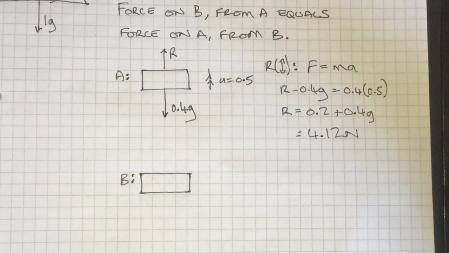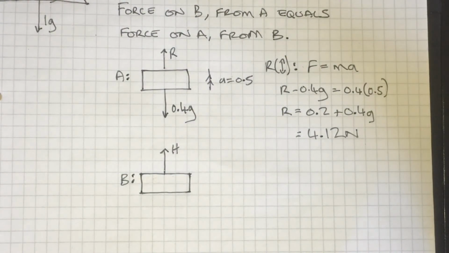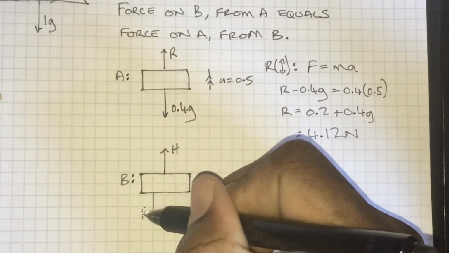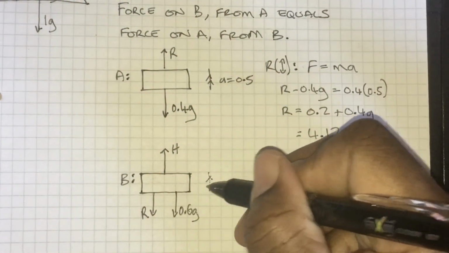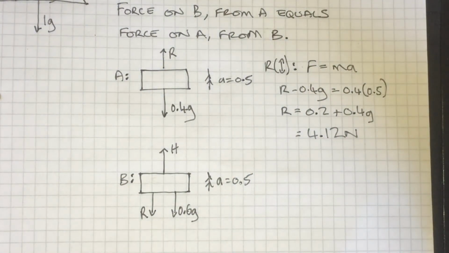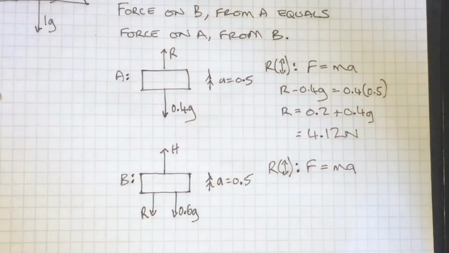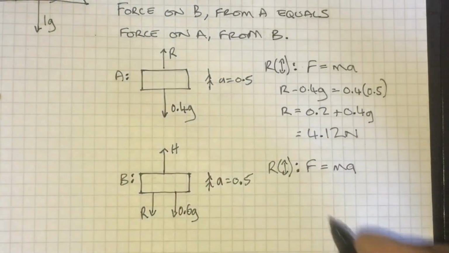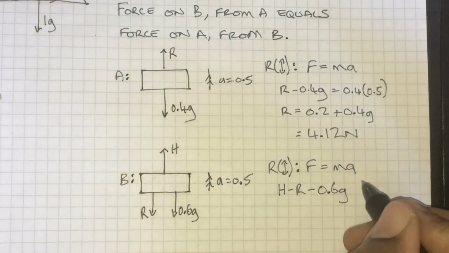What force is being applied to B from the light scale pan? Once again, that's going to be an upwards force, resisting or working against the weight of the particle itself. So let's go ahead and resolve. H is positive, R and the weight are negative. We know a value for R, so we can just substitute that in and rearrange to find out what H is.